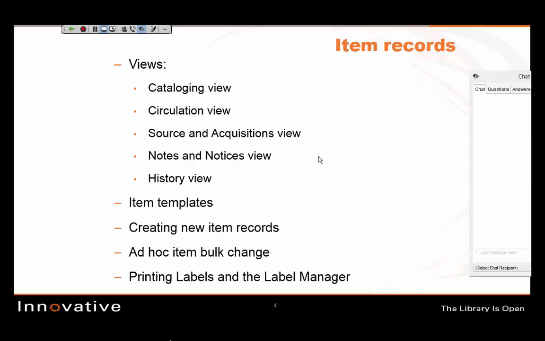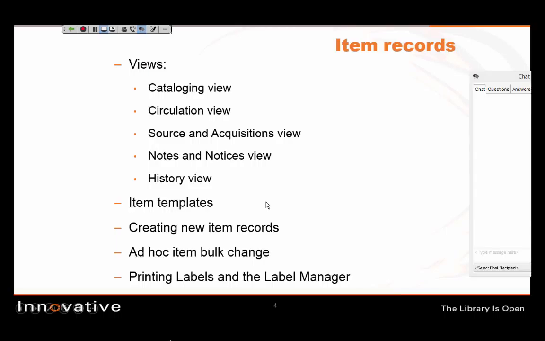So, item records. There are a lot of different views of the item record: cataloging, circulation, source and acquisitions, notes and notices, and history view. There are also item templates that help you create items. We're going to look at ad hoc bulk change briefly, and at printing labels and label printing in general, but not in detail. We are going to fly through this because we're really focusing on creating items. We're going to assume item templates will be made for you.